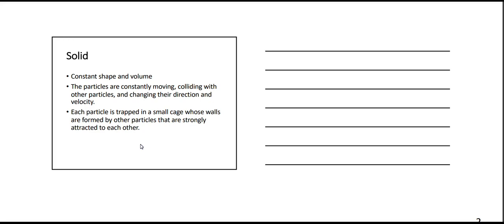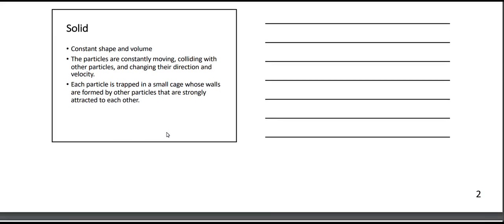These particles try to change direction and velocity, but because they are very close to each other, it is nearly impossible to do so. Each particle is trapped in a small cage, and the cage walls are made from other particles that are very strongly attracted to each other. So that makes the movement very difficult. These are the properties of the solid material.